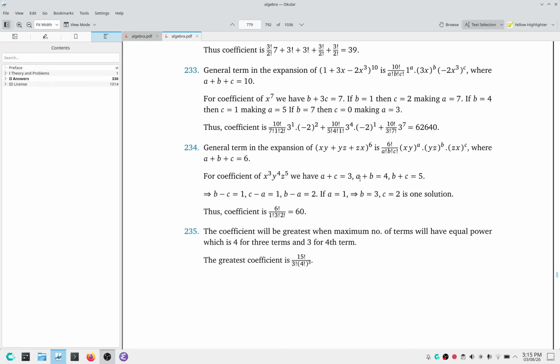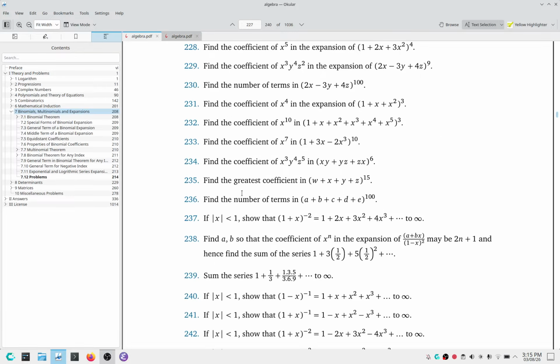So a plus c is equal to 3, a plus b is equal to 4, b plus c is equal to 5. So b minus c is equal to 1, c minus a is equal to 1, b minus a is equal to 2. So a is equal to 1, b is equal to 3, c is equal to 2 is the solution. So the coefficient is 6 factorial upon 1 factorial times 3 factorial times 2 factorial, that is 60.